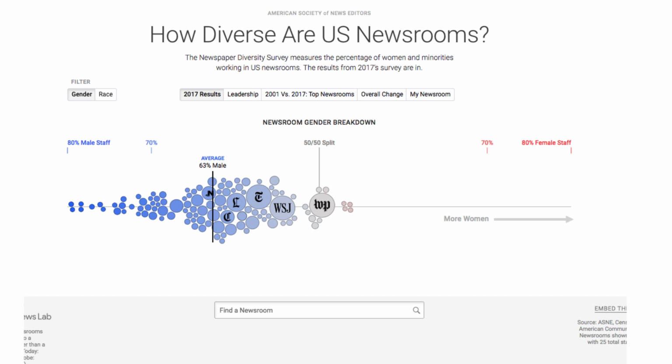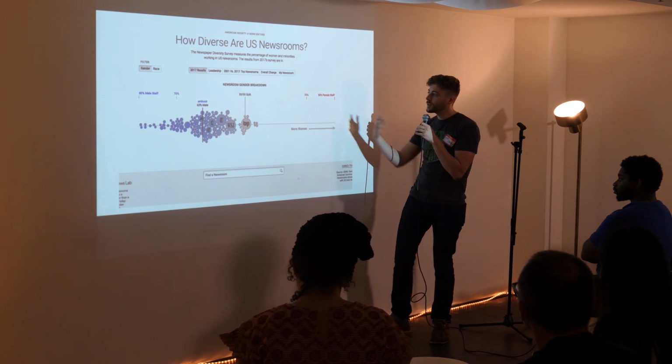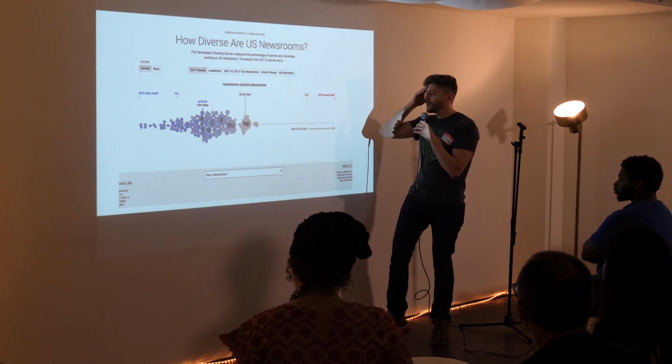This was another article that we worked on, actually with the American Society of News Editors. Every year they had been surveying newsrooms on the diversity of their teams, both race and gender. This chart right here was on gender.